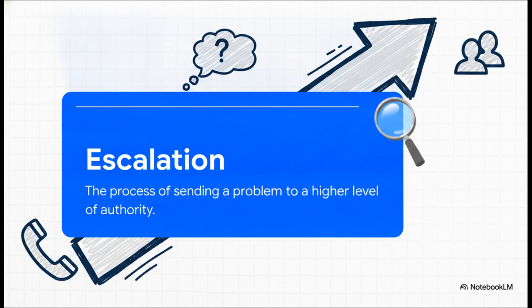Now, what's really interesting about this is what happens when the call isn't just a simple transfer. This introduces a complication and a critical term, escalation. When a customer complaint or technical issue is just way too severe for the first line of defense, it requires escalation. It is the formal process of sending a problem up the chain of command to a higher level of authority, like a senior manager.